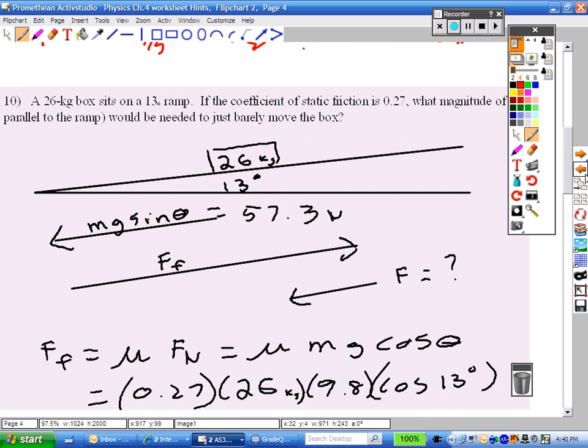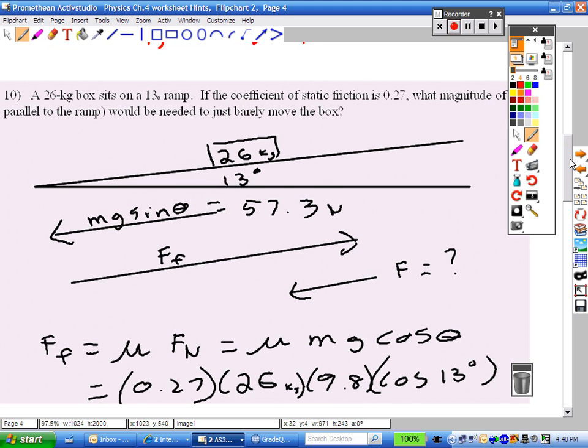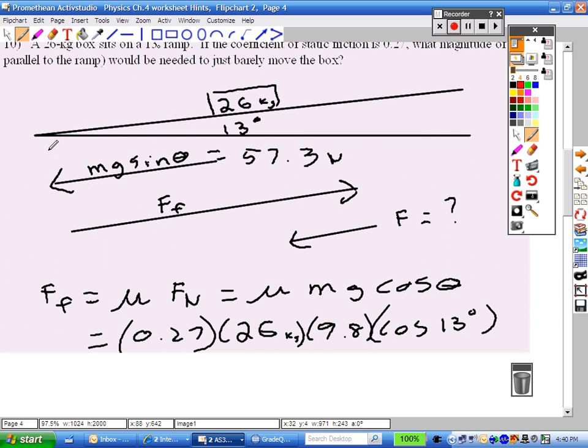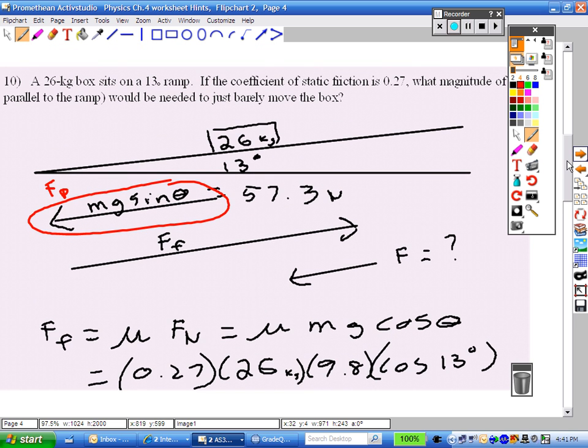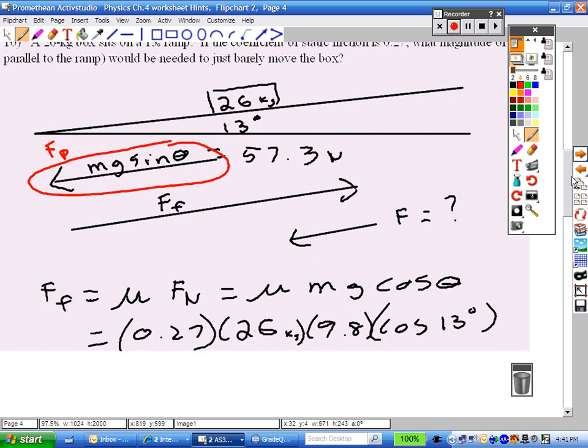Number 10 is a 26 kilogram mass. Very important: on every ramp problem, there is something that I've labeled F sub P, the force of push or pull caused by gravity, and it always goes down the ramp, 57.3 newtons. In this case, friction is a very large force, and it's trying to stop you. So the force of friction can be found by using mu times the normal force.